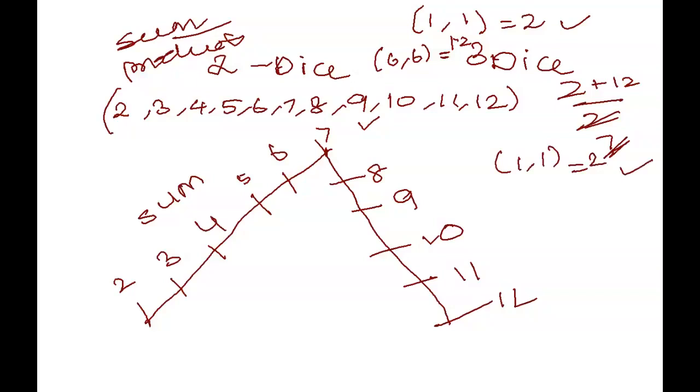கரெக்டா? Number of possibilities என்ன? ரெண்டுலயும் 1 1 வரணும். There's only one possibility. கரெக்டா? ஏன்னா ரெண்டுலயும் 1 1 வரணும். இது ஒரு possibility தான் இருக்கு. கரெக்டா? So for me to get the sum as 3 na, what do I get? 1, 2, 2, 1. ரெண்டு possibility இருக்கா? So 2 possibilities. 3 வரணும்னா 2 possibilities.